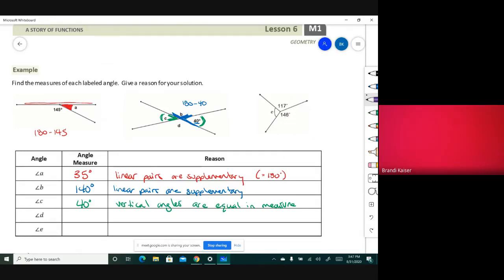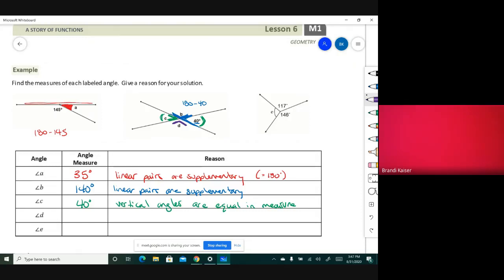The next one, angle D. Angle D is actually the bottom angle here. And depending on what you want to use, there's lots of different ways you could figure it out. You could use the fact that D is vertical to B. So if D and B are vertical, they should be the same. You could use the fact that D and 40 form a linear pair. So if you know that they're a linear pair, they should add up to 180. It is totally up to you how you find this.